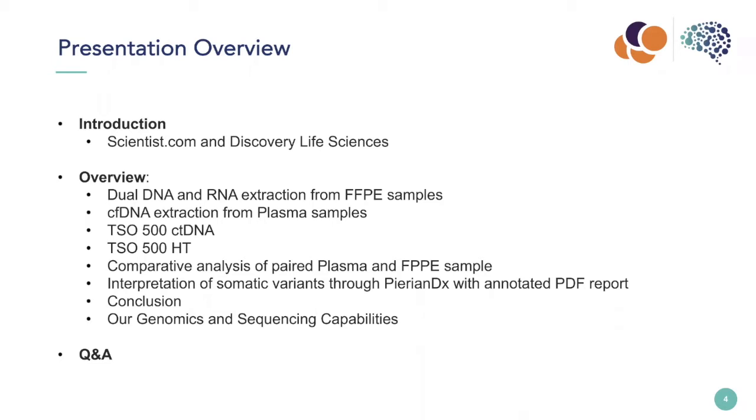Some considerations for the extraction of cell-free DNA from plasma samples. An introduction to and coverage of some of the basic details around the TSO panels that I just mentioned. And then finally, looking at some comparative analysis of paired samples from both plasma and FFPE from the same patient, and then reviewing some of the opportunities for interpretation of detected variants through tools like PierianDx, which produces an annotated PDF report. And then finally, we'll have some conclusions, and then a couple of brief slides around more of what our laboratory does and its capabilities.